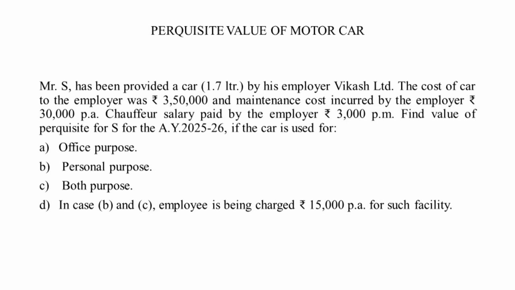Second is personal purpose. If the car is owned by the employer and all types of expenses are met by the employer and the car is used for personal purpose, then the value of perquisite is equal to the sum of three components. First, 10% of the value of the car. Here the value of the car is rupees 3,50,000, so 10% of 3,50,000 means 35,000.